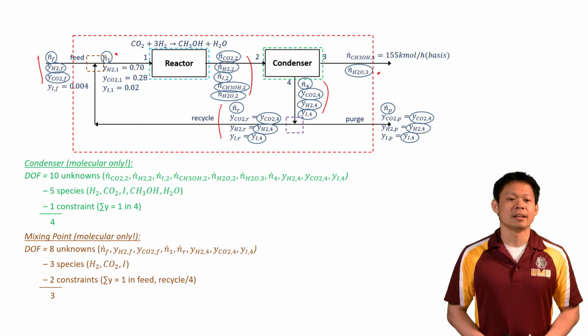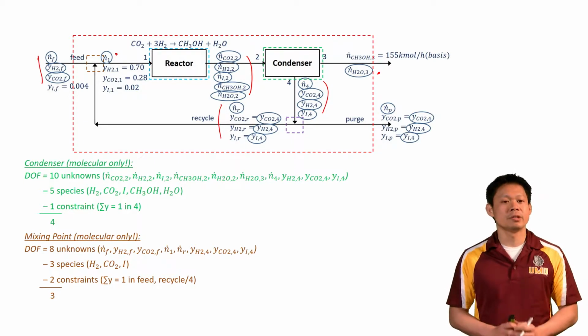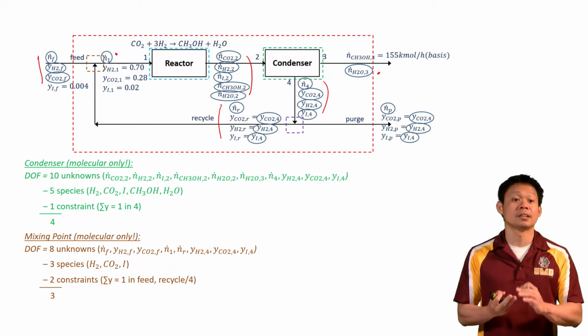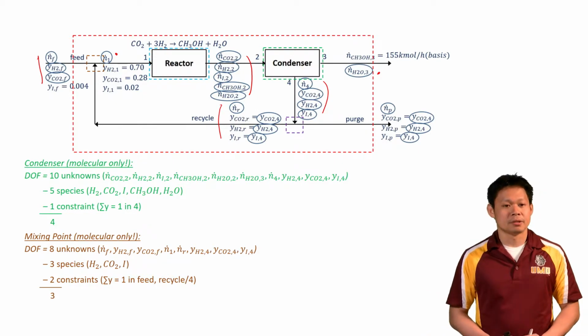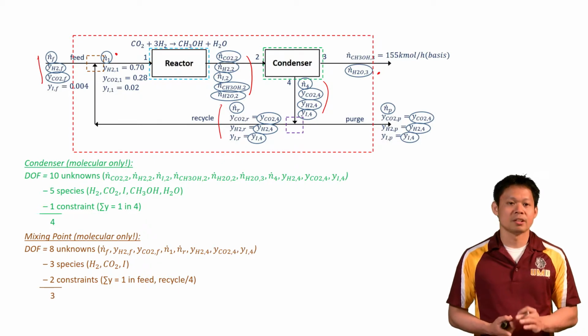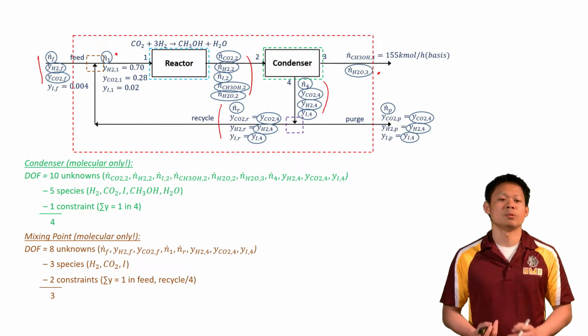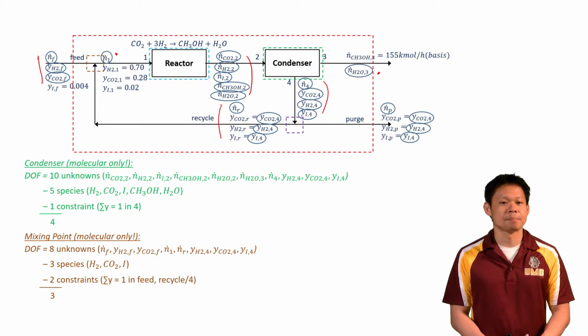So in this case, we have 8 different unknowns. We only have 3 species. If you go over these 3 streams, there's no product at all in these 3 streams. So we only have hydrogen, carbon dioxide, and inert. 3 species, we can write 3 molecular balances. And we have 2 constraints: the sum of the mole fractions equals 1 in the recycle and in that of the fresh feed. So we have 8 minus 3 minus 2. We have a degree of freedom of 3.